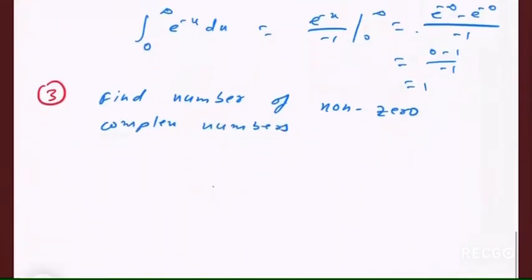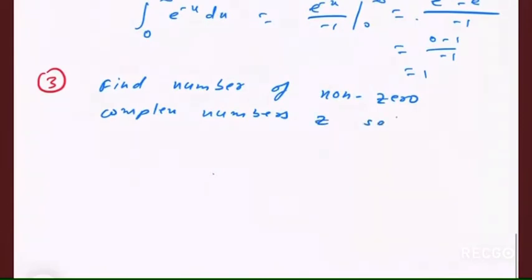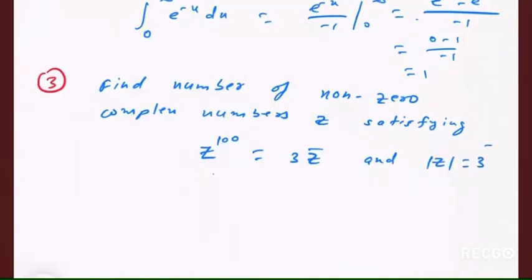Okay. So before that, let's see one question from the complex numbers, and this question again involves some unconventional concept. Say, you have to find the number of non-zero complex numbers satisfying the simultaneous equations z to the power 100 is equal to 3 z bar and mod z equal to 3. Obviously, z bar you already know, it is the conjugate of z. So how to solve? Before that, let us see what should be the difficulty level of this question.